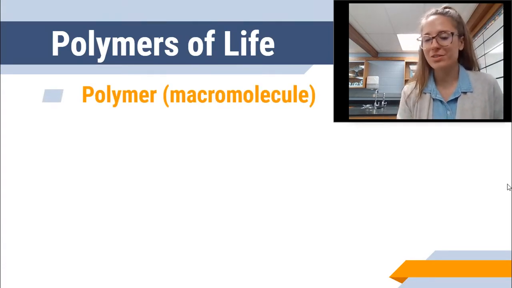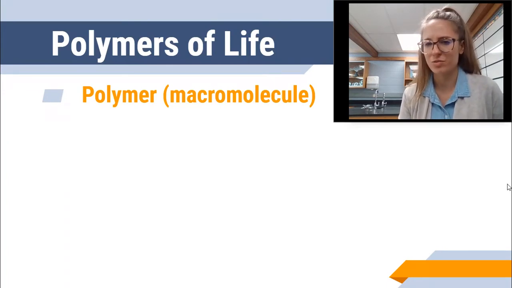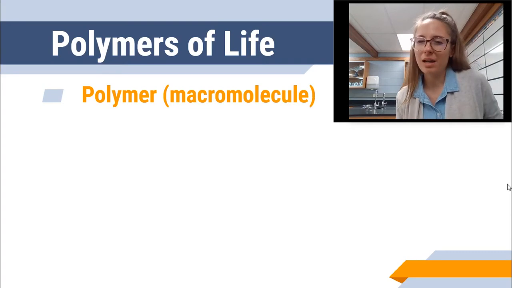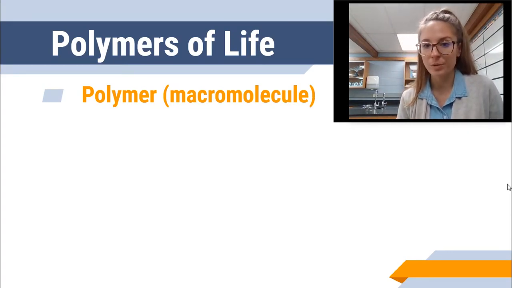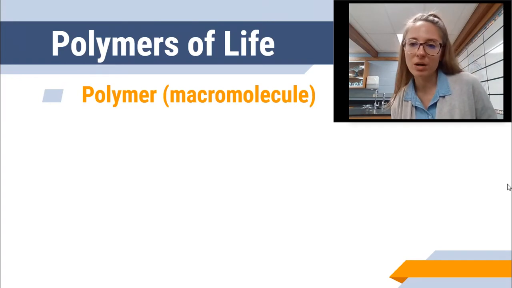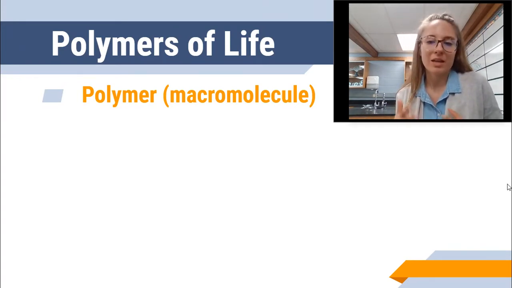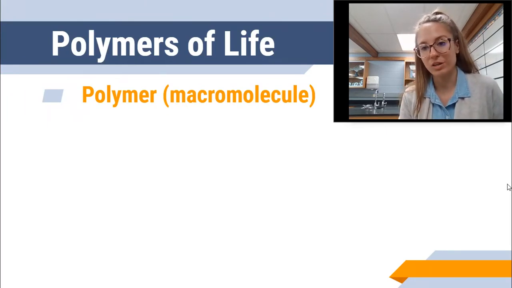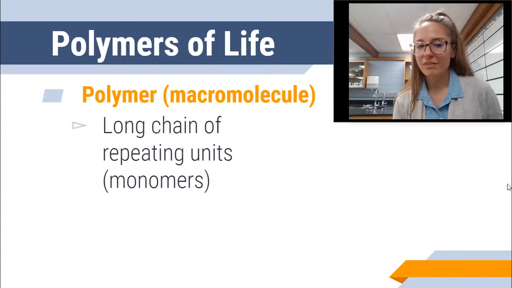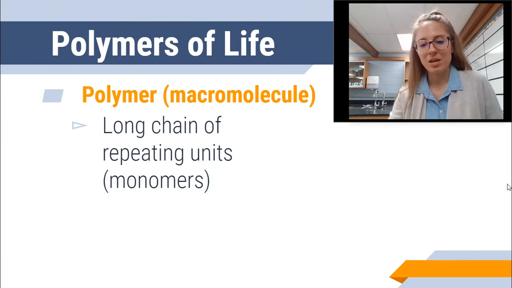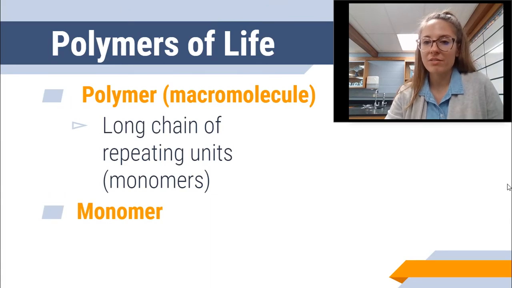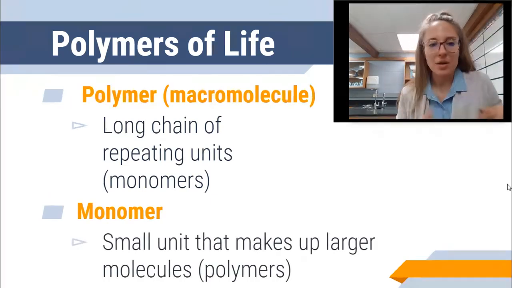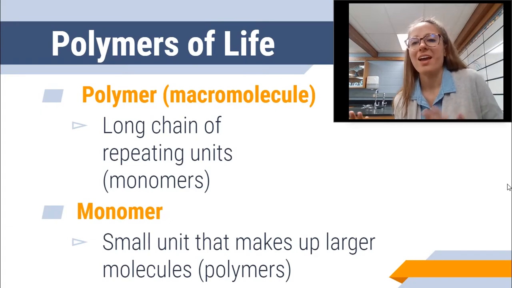Now, since we're talking about polymers of life, we might as well talk about what a polymer is, right? A synonym for polymer, which you might have heard of in the past, is a macromolecule, also abbreviated as macro. If you've ever heard of counting your macros or eating your macros, that is referring to these polymers that we are going to talk about. The definition of a polymer is a long chain of repeating units. And those repeating units have a name, and that is monomer. So the definition then of a monomer, you can probably guess, are the small units that make up larger molecules, and another term for those larger molecules is a polymer.